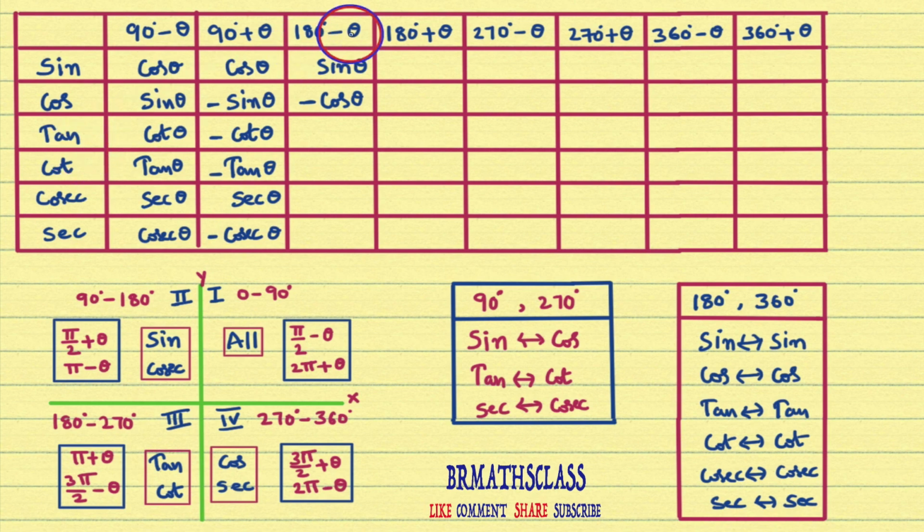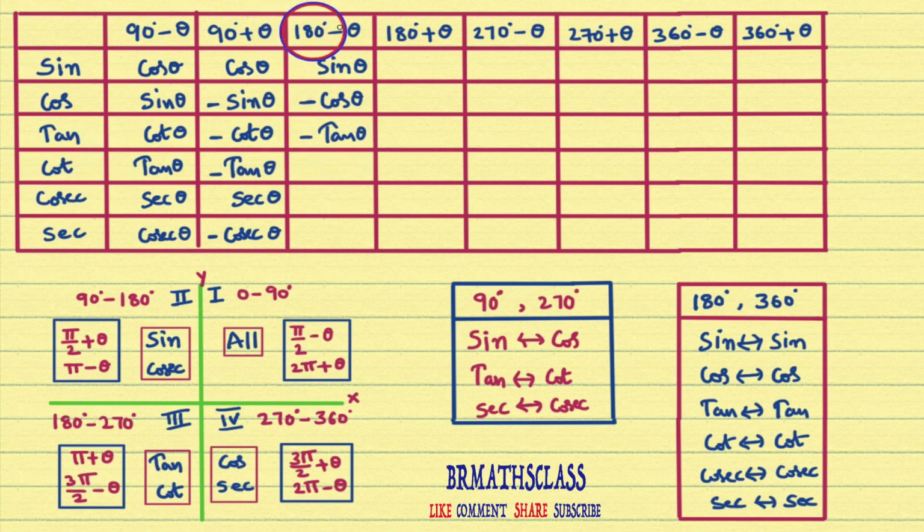Now tan(180 degrees - theta). As 180 degrees is there, the function remains the same. Tan(pi - theta) is tan theta. Now pi minus theta, which quadrant? Pi minus theta is in the second quadrant. In the second quadrant, tan is negative. That's why tan(pi - theta) is minus tan theta.